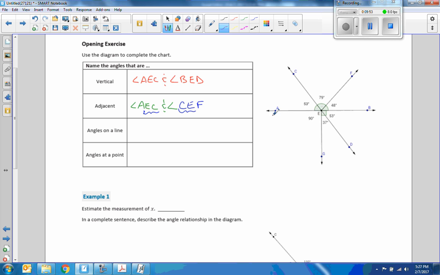Angles on a line. Okay, so where do I have straight lines? Well, I've got a straight line here. Notice here I can go up to here, but I can't continue straight. There's nothing there, so there is no straight line there. If I started here and went down to E, I can't continue. There's no line there, so there's no straight line there. But I have a straight line here. So that's what I'm going to work with.